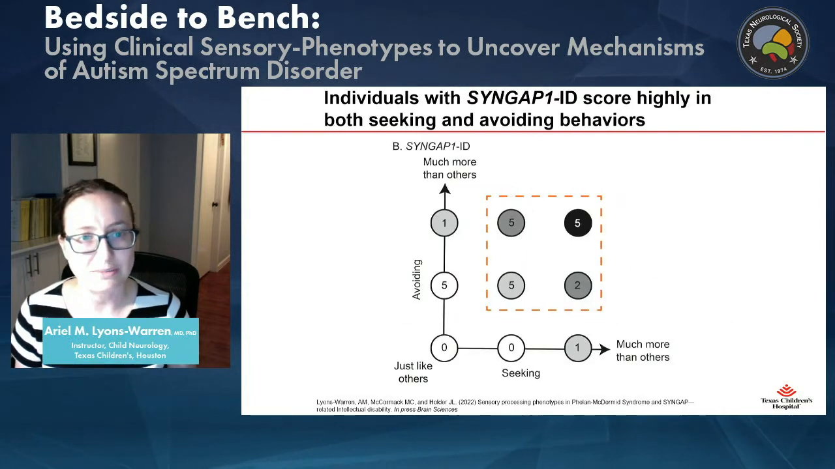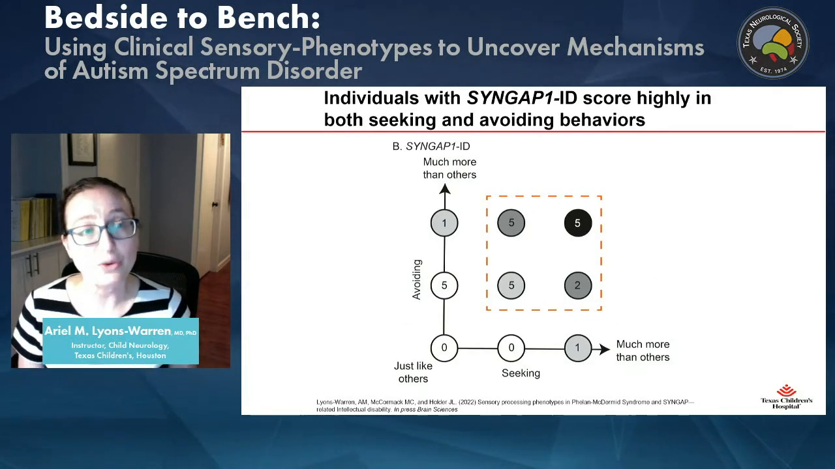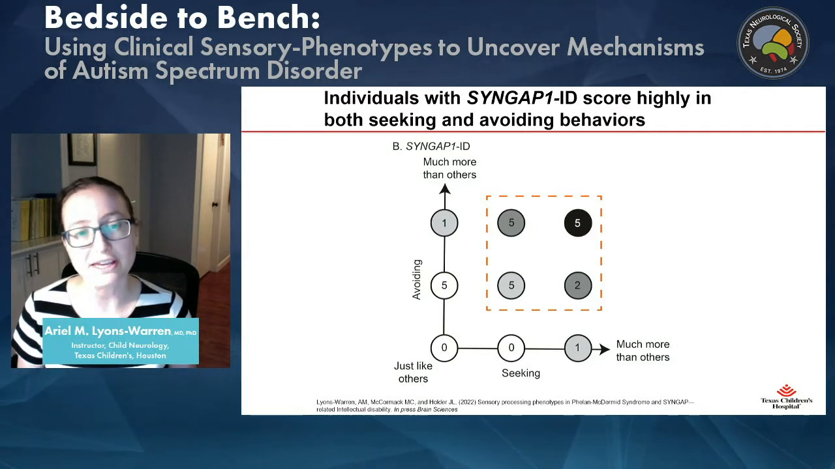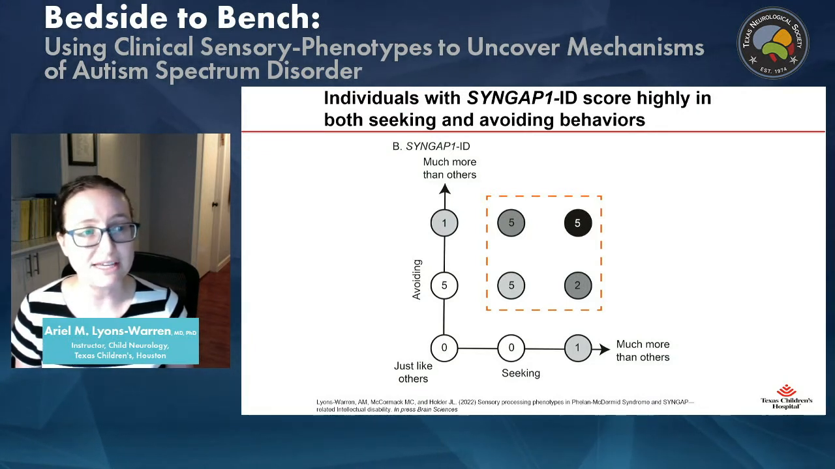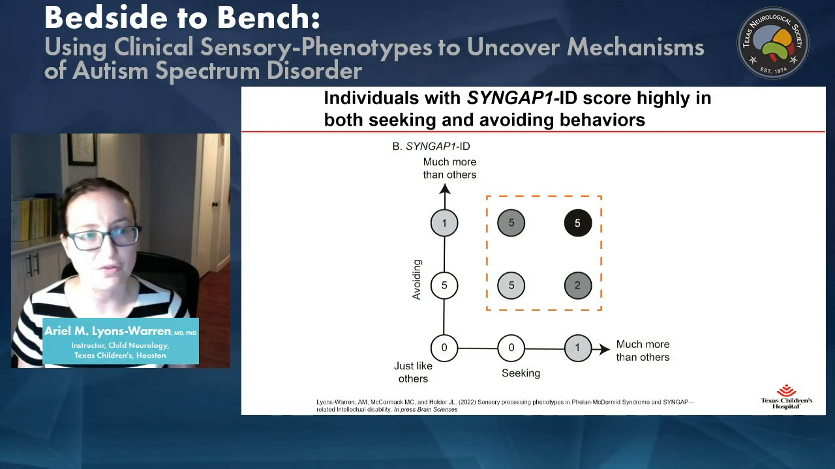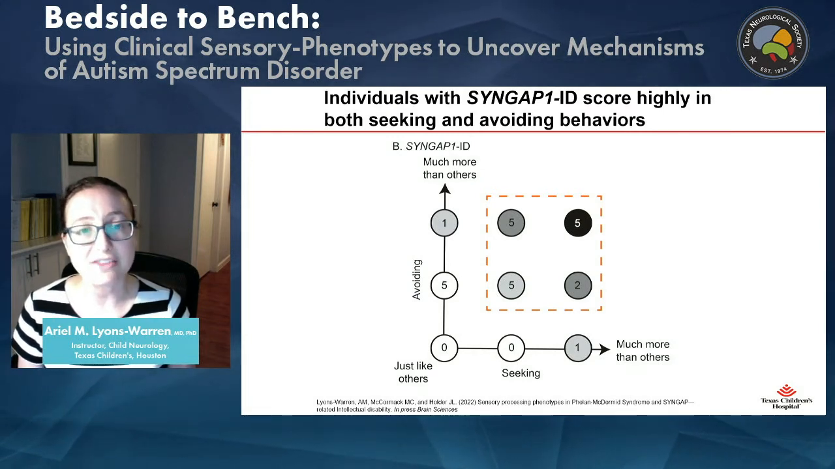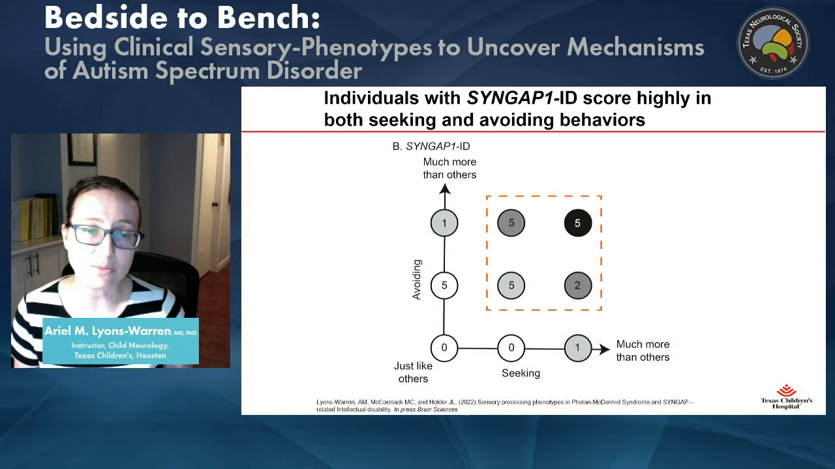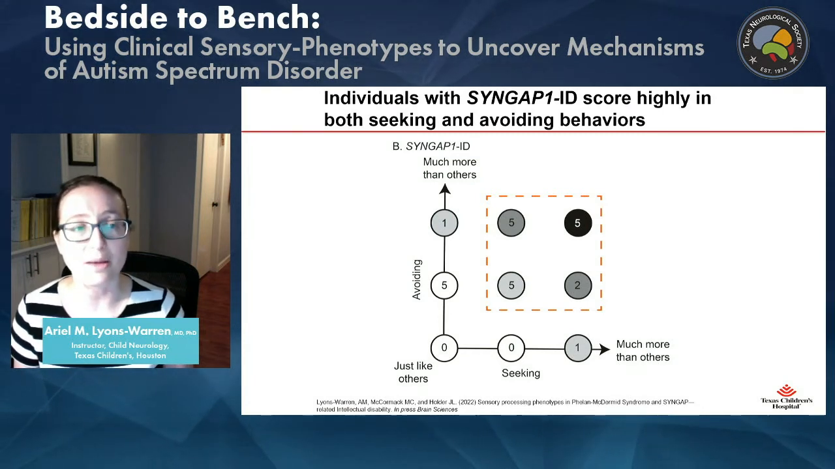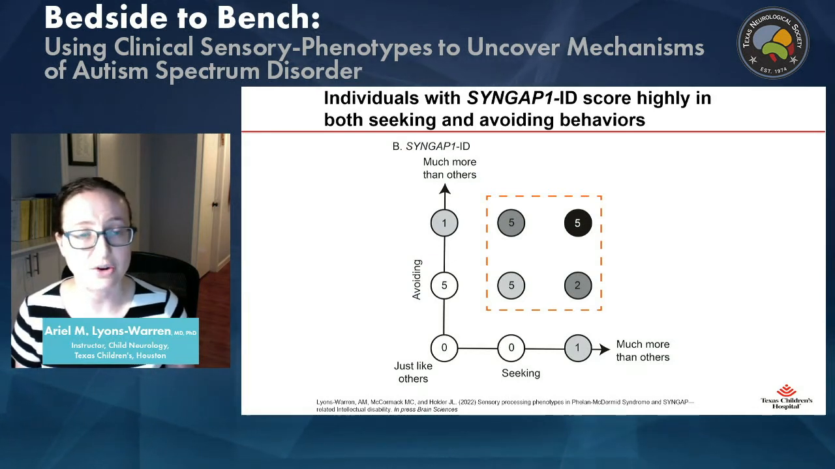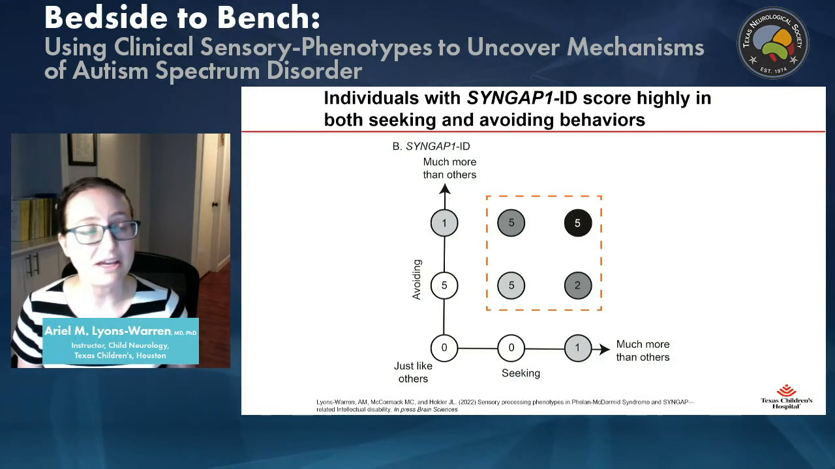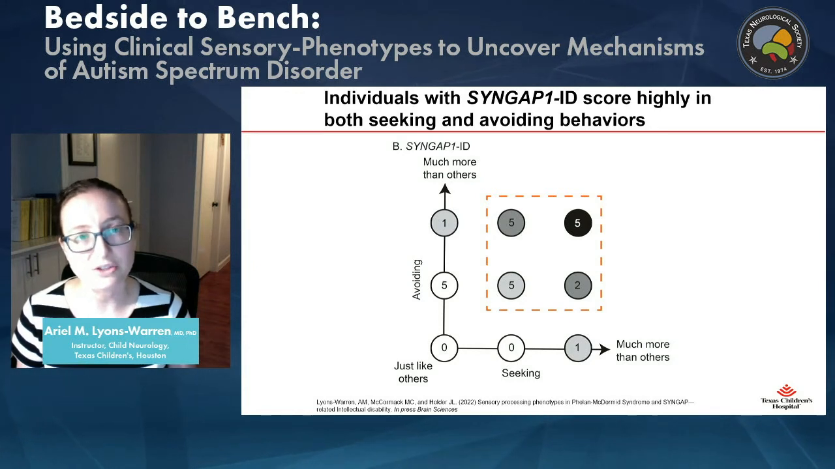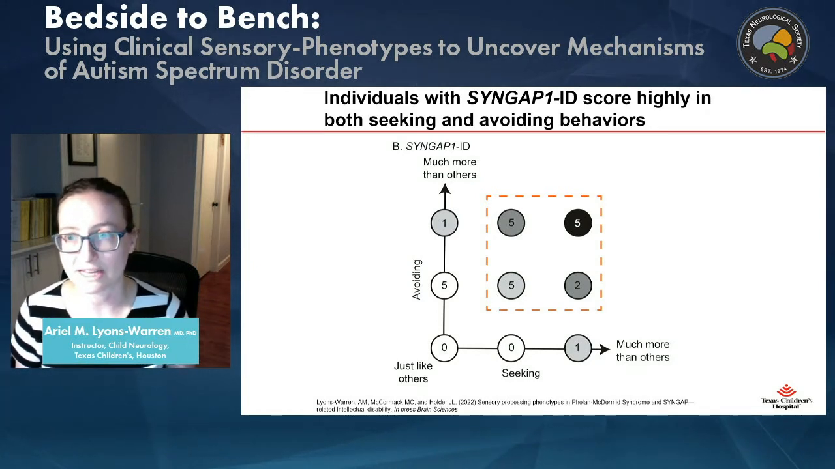But what was interesting to me is that we found that it was indeed less heterogeneous. So what you're looking at here are the specific categories of seeking and avoiding. And we'll talk more about the short sensory profile 2 in a bit. And you can see that almost all of these children scored in the much more or a little more than others, so to the right or up, in both categories, and that none of these children scored in the just like others category for both spectrums. And so we see the specific phenotype or specific pattern of sensory impairment in individuals with SYNGAP1-related intellectual disability.